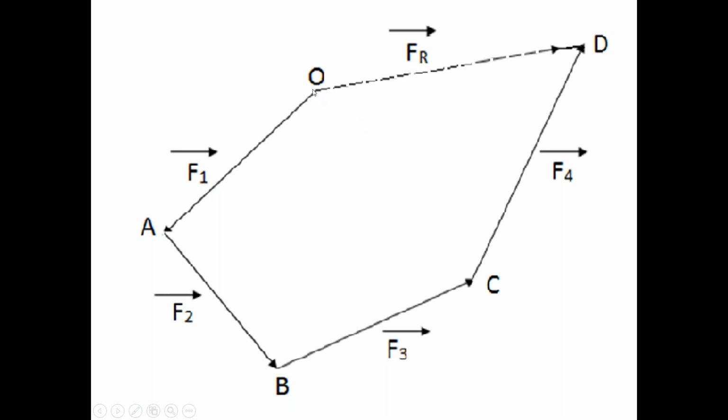This is called a force polygon because the first side OA is the force F1, the second side AB is the second force F2, the third side BC is the force F3, the fourth side CD is the force F4, and this closing side OD is the resultant force. We call this a force polygon. This is an open force polygon because the starting point and ending point do not coincide with each other. In that open force polygon, the closing side of the polygon is the resultant force.